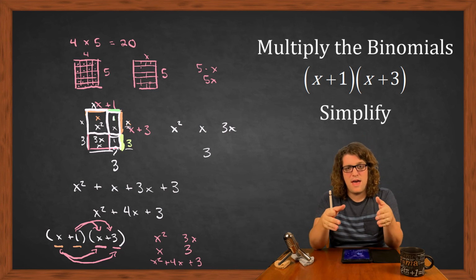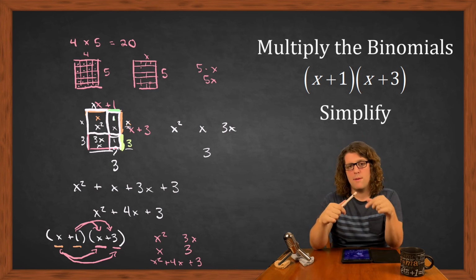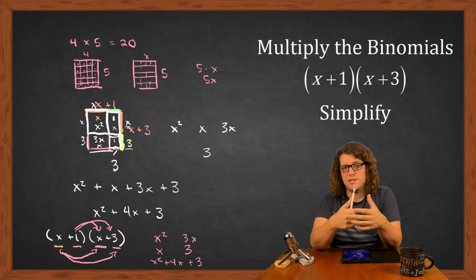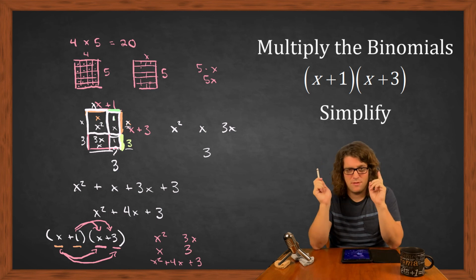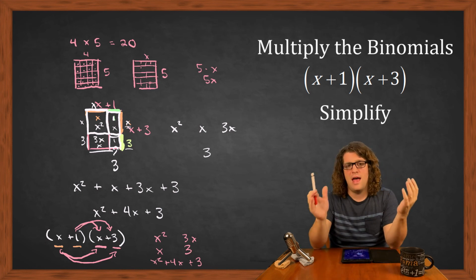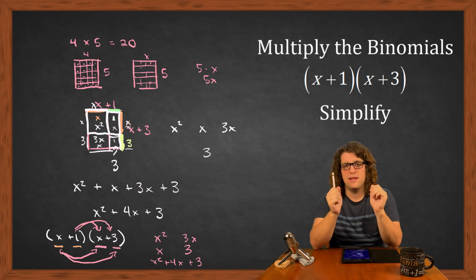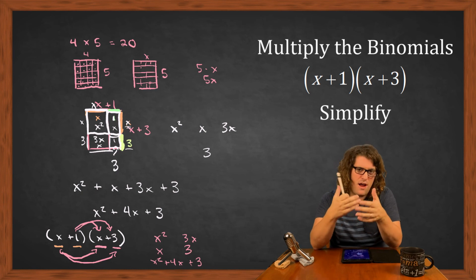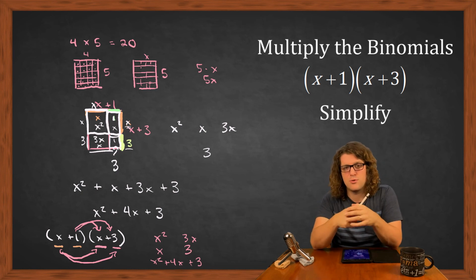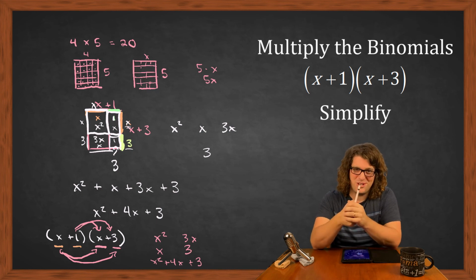But I'm going to leave it at that for the time being. So if we want to multiply the binomial x plus 1 with the binomial x plus 3, we can just say multiply all the terms in the first one with all the terms in the second one, add together all the results, and in the end, simplify things that you can, and that's going to be our answer. So in this case, that answer was x squared plus 4x plus 3.